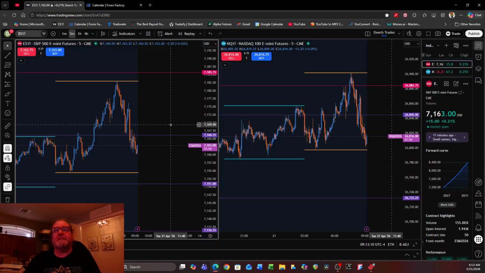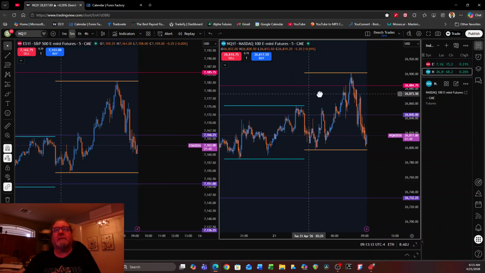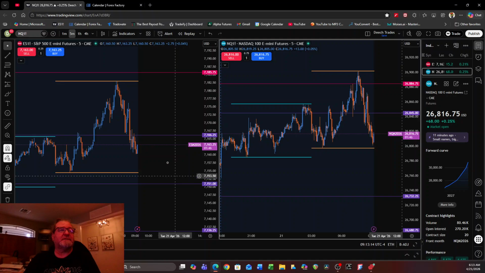So I think opening bell, we're just going to look to see that this continuation happens. We dip down into these liquidity areas here, and then begin to see if there's an opportunity for things to reverse and come back up, or if we're continuing a trend downwards.